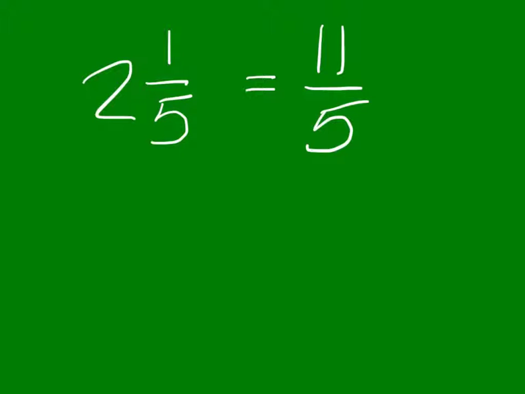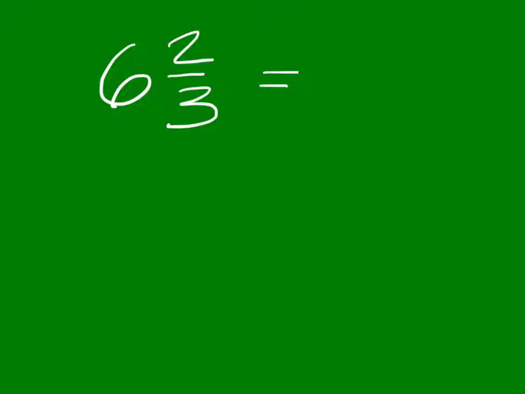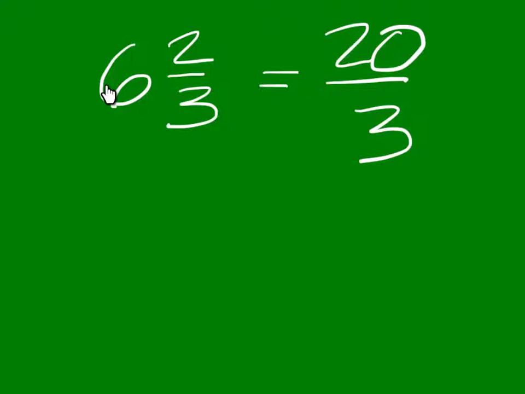What about this one? 11 over 5, yes. What about this one? 20 over 3. We have to do 3 times 6 plus 2, and then put the 20 over 3. Okay.